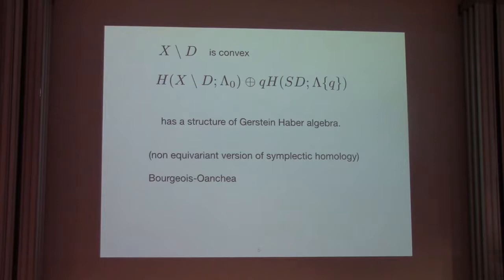Then in place of this Novikov ring, we have H of X minus D with this Novikov ring coefficient plus this. This guy means that for this S1 part, for this part near the divisor, you have only positive power, not negative power, only strictly positive power. And this, as a group, is basically symplectic, non-equivariant symplectic homology.